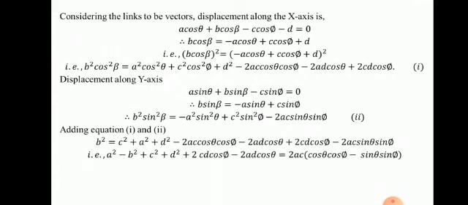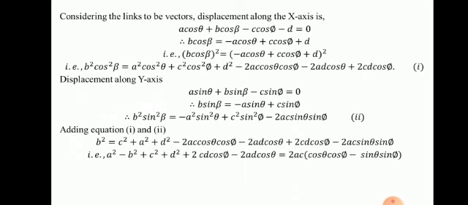Displacement along the y-axis: A sin theta plus B sin beta minus C sin phi is equal to 0. Therefore, B sin beta is equal to minus A sin theta plus C sin phi. Therefore, B square sin square beta is equal to A square sin square theta plus C square sin square phi minus 2AC sin theta sin phi. It is equation number 2.